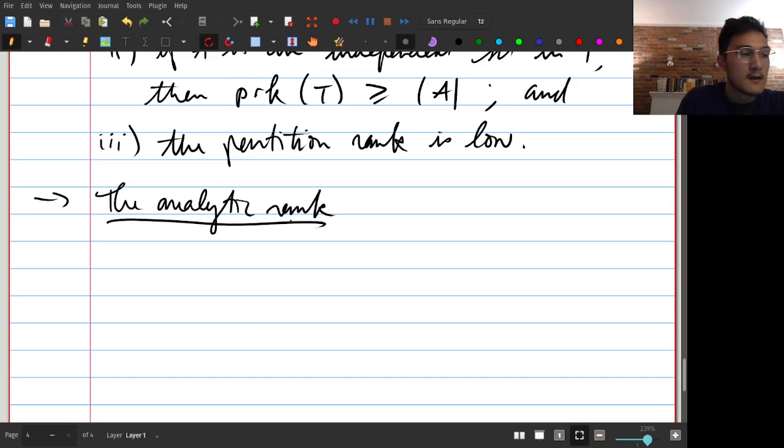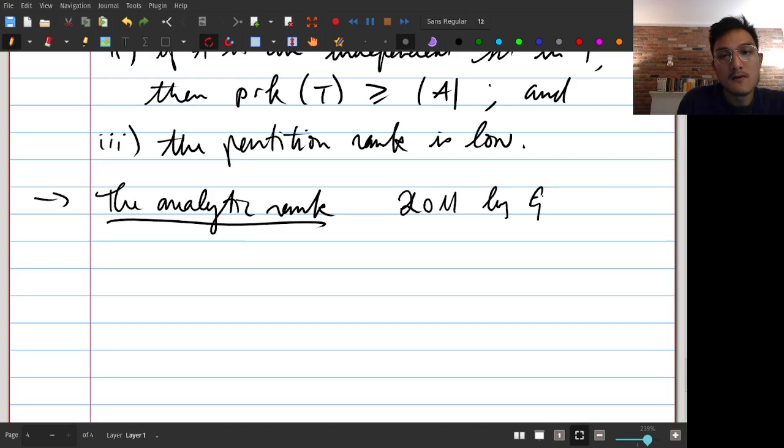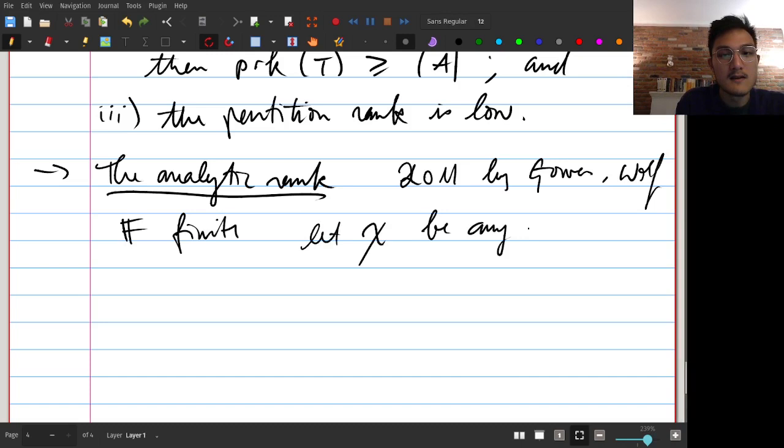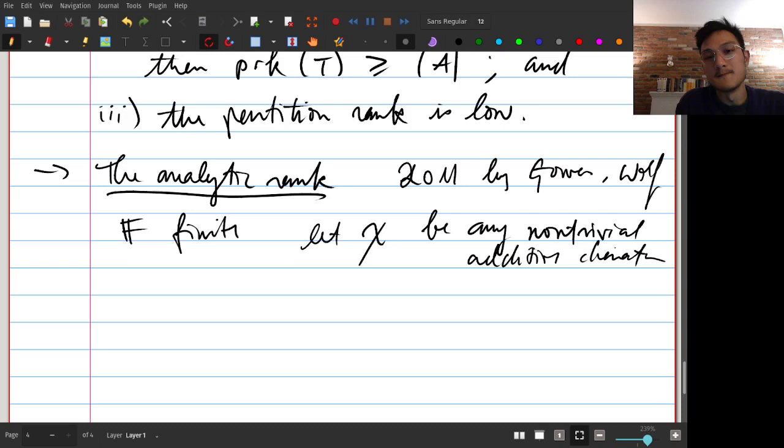The analytic rank was introduced in 2011 by Gowers and Wolf. It's going to be Fourier analytic in nature. I hope this doesn't require too much background. We require F to be finite, and let pi be any non-trivial additive character. What is that? It's a homomorphism from the additive group of F to C, the complex numbers. All right, so let's write that.